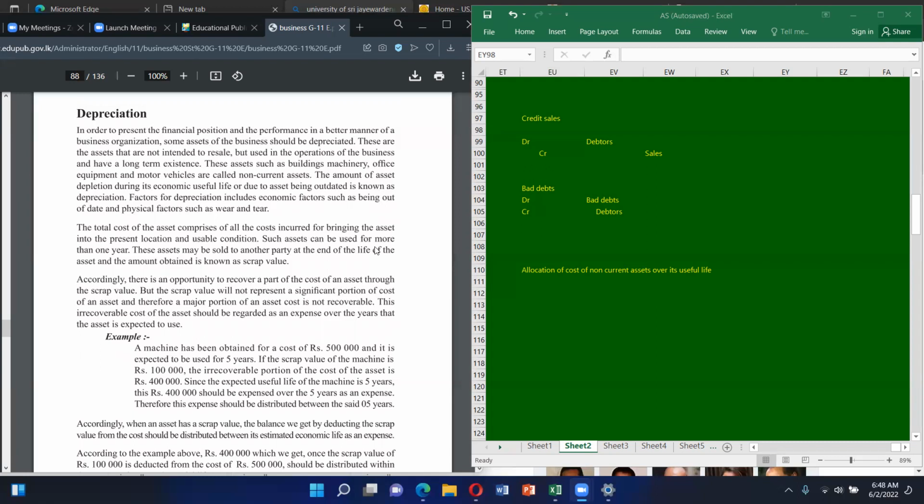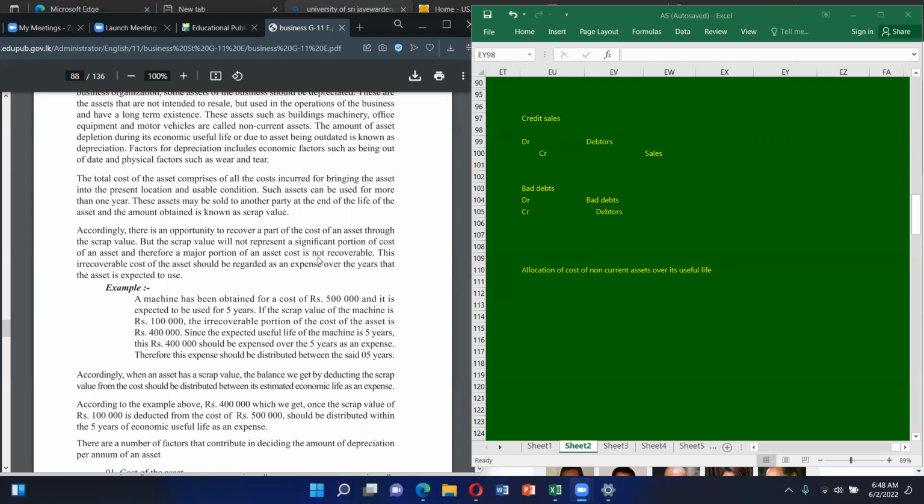The amount of asset depletion during its economic useful life or due to the asset being outdated is known as depreciation. Factors for depreciation include economic factors such as being out of date and physical factors such as wear and tear. The total cost of the asset comprises all the costs incurred for bringing the asset into the present location and usable condition. Such assets can be used for more than 1 year.